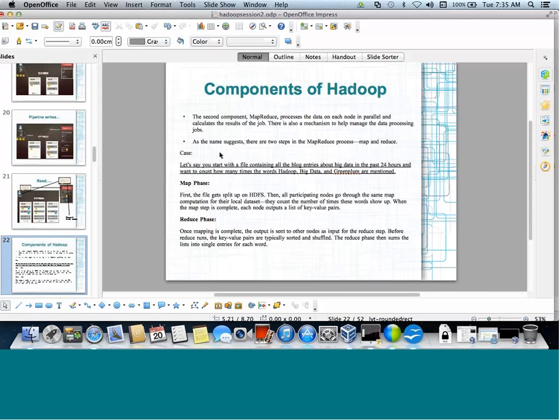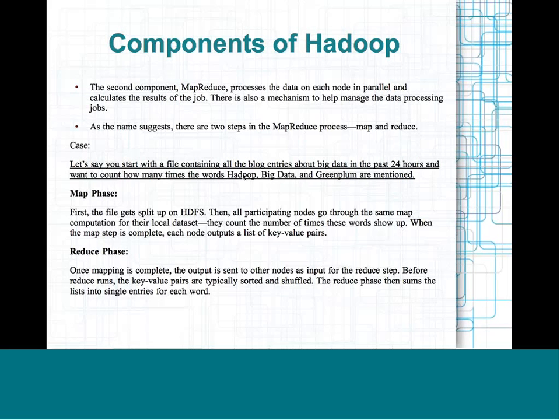MapReduce consists of two phases. Now understand these phases. The first one is the map phase and the second one is the reduce phase. Take up an example of doing a processing. You start with a file containing all the blog entries about big data in the past 24 hours, and now you want to count how many times Hadoop, big data, and Greenplum are mentioned. That means you are going to do a word count. For this, you know that the file gets split up on HDFS in the form of blocks. Then all participating nodes go through the same map computation for the local data set. They count the number of times these words show up.